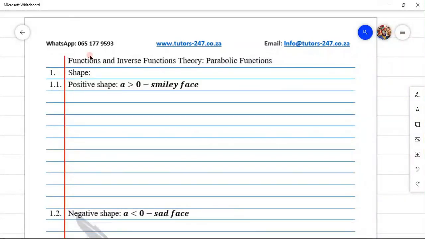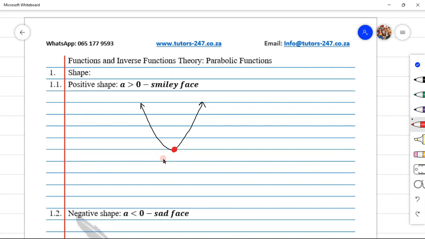When we are dealing with parabolic functions, it's important to know the shape of that function. So if we have a positive a shape, it will look like a smiley face. So basically it would look like this. Now our turning point would be situated about here. Now let's discuss when is this function increasing and when is this function decreasing.